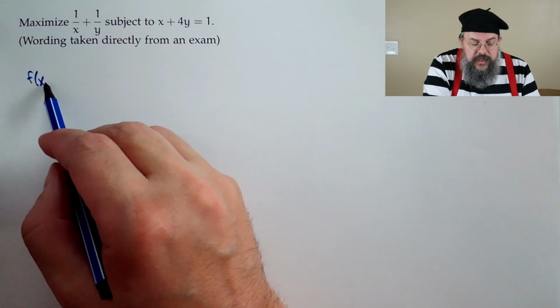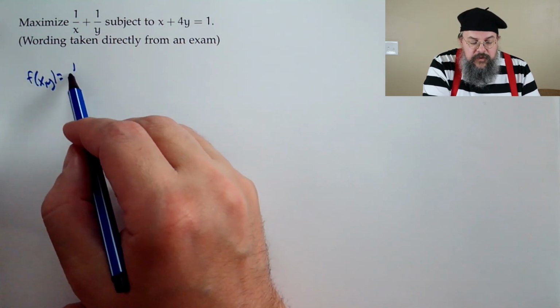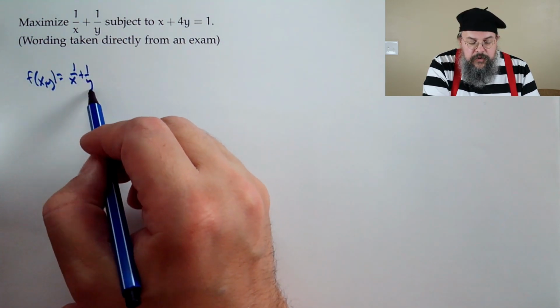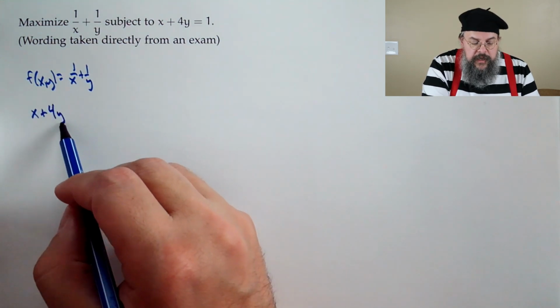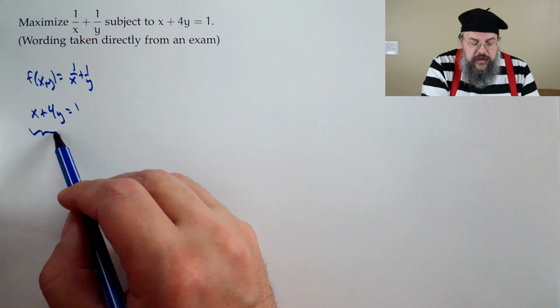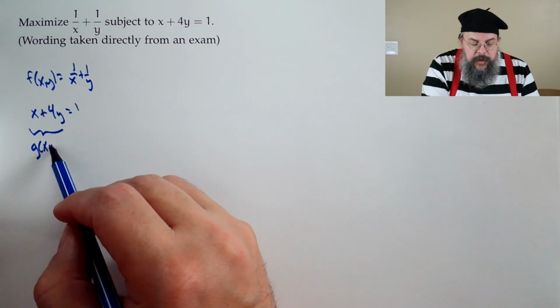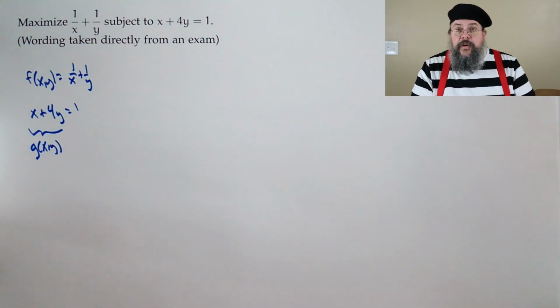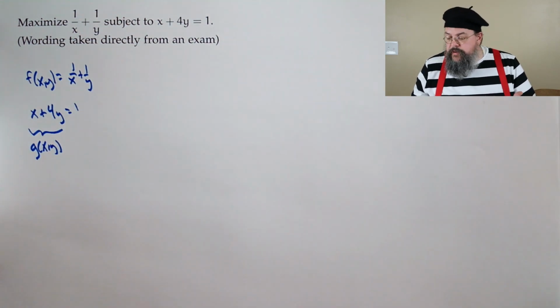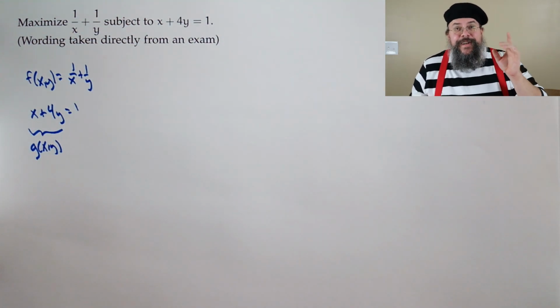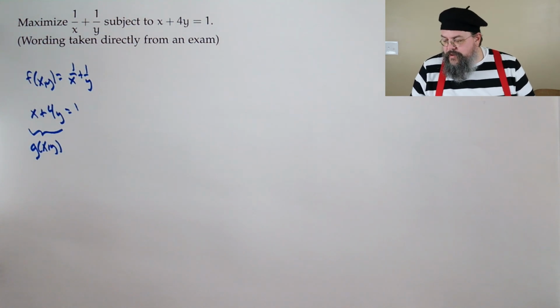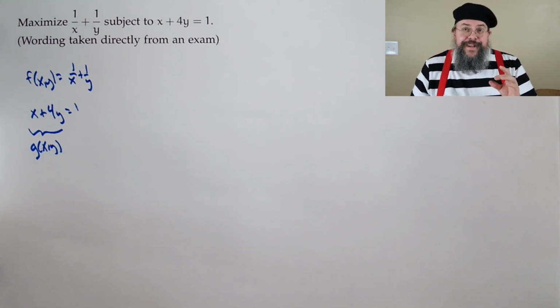So we have our function, f of x, y is 1 over x plus 1 over y. Our constraint, x plus 4y equals 1. So this is our g of x comma y. All right, so far, no big surprises, right? Nothing will surprise us until we get to the end. So don't try to overthink the beginning.